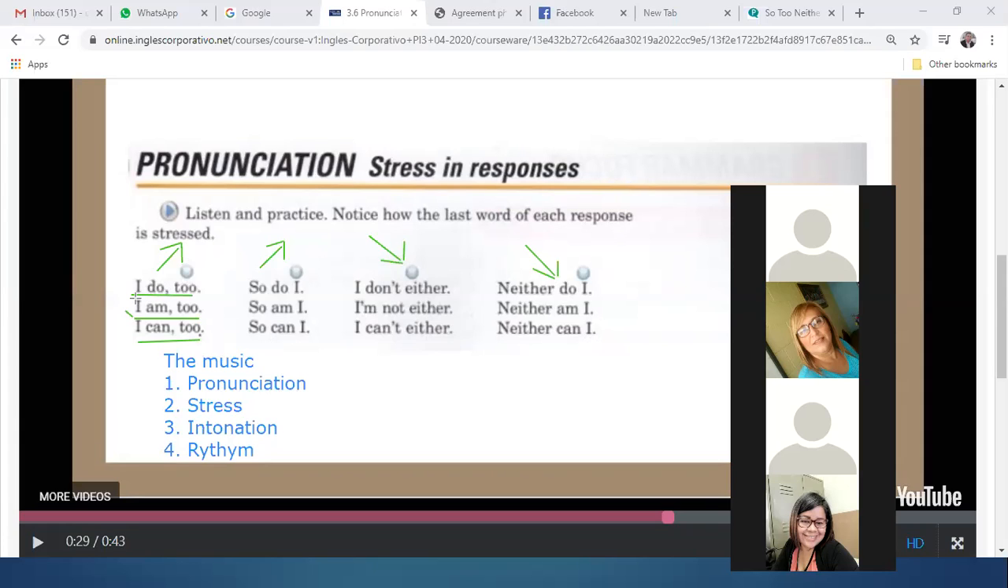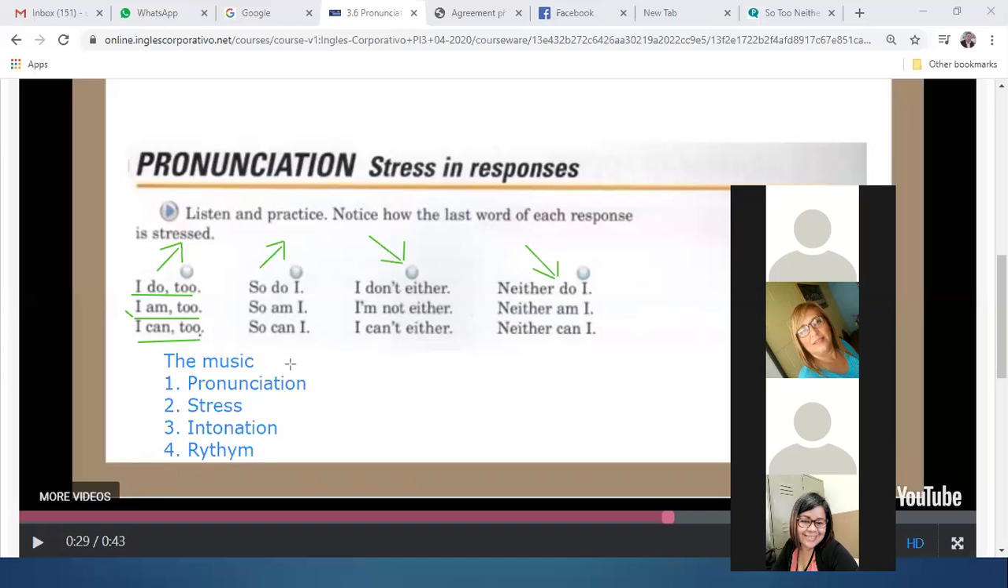I do too. I am too. I can too. So do I. So am I. So can I. I don't either. I'm not either. I can't either. Neither do I. Neither am I. Neither can I. Okay, very good.